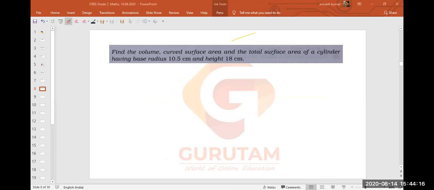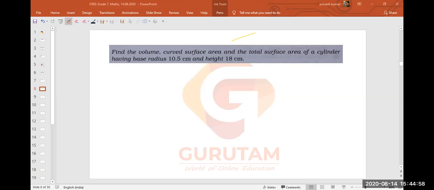Just a minute, I'm multiplying this. So I got the area of the base as 346.36. Is that correct? Let me check.